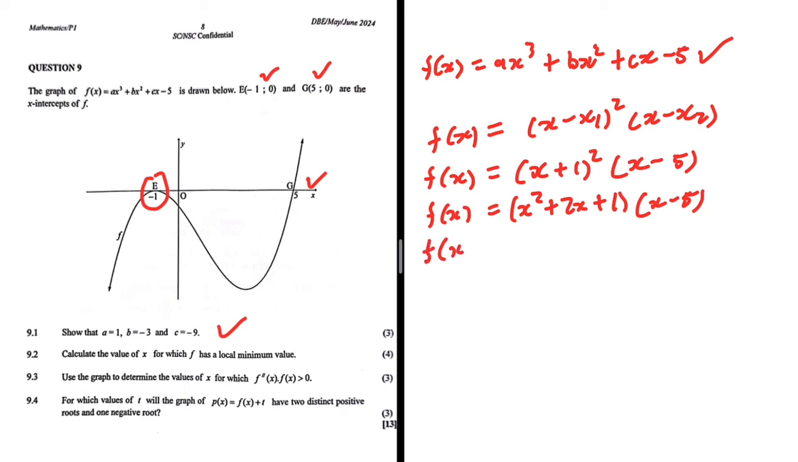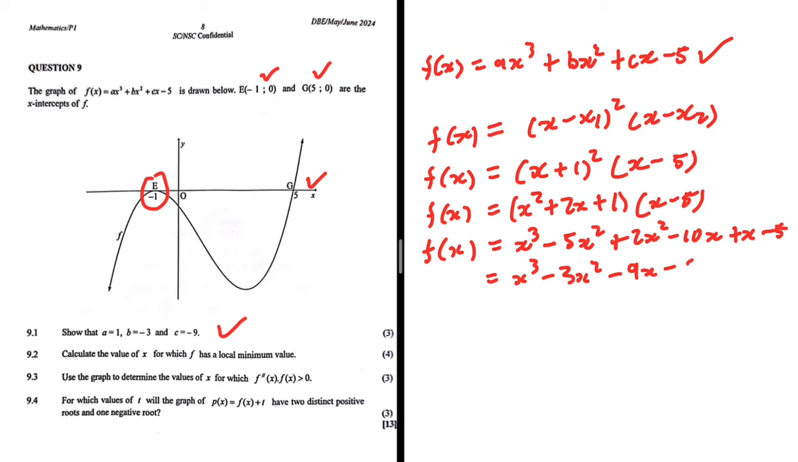So f of x will be equals to x squared multiplied by x, that is x to the power 3. And then x squared multiplied by minus 5, that will be minus 5x squared. And then 2x multiplied by x, that is plus 2x squared. And then 2x multiplied by minus 5, minus 10x. 1 multiplied by x, plus x, 1 multiplied by minus 5, minus 5. So we have f of x being equals to x to the power 3, minus 5x squared plus 2x squared is minus 3x squared. And then minus 10x plus x is minus 9x minus 5.